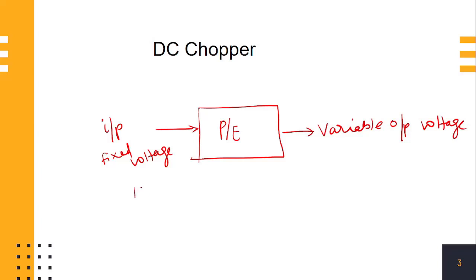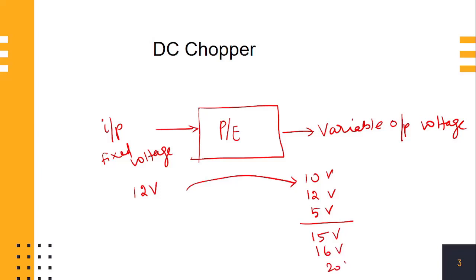That means if I am giving a 12 volt supply, I can get a 10 volt supply, or a 12 volt supply, or a 5 volt supply. So even from the input voltage I can get lesser voltages. Again, even for the fixed input voltage I can get more than 12 volt, that is 15 volt, 16 volt, 20 volt, like that we will get. So if the output voltage is lesser than the input voltage, we call it a step down converter or step down chopper.